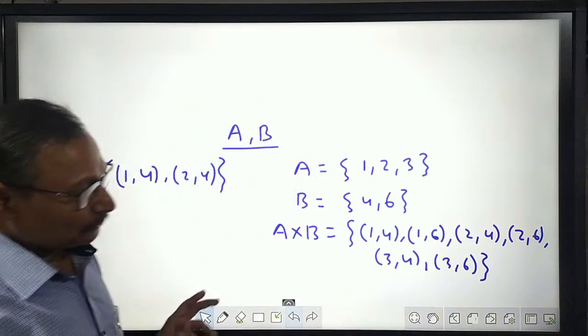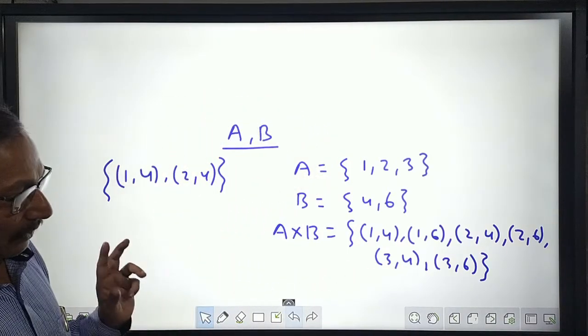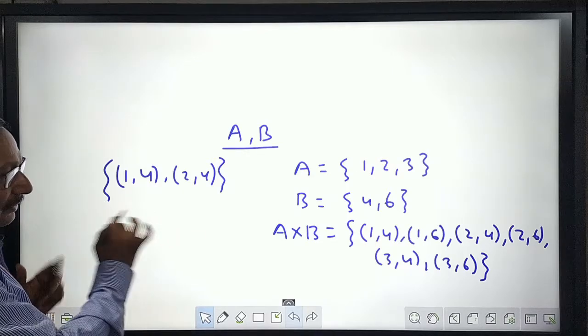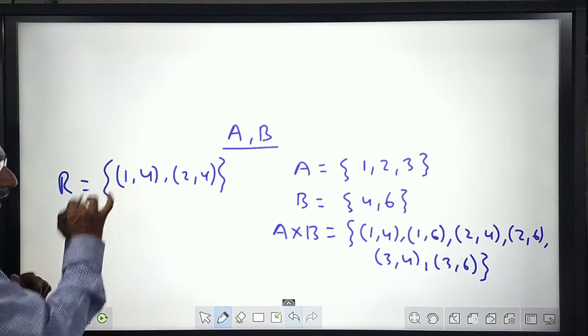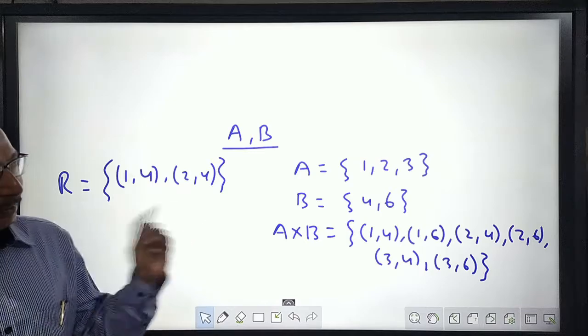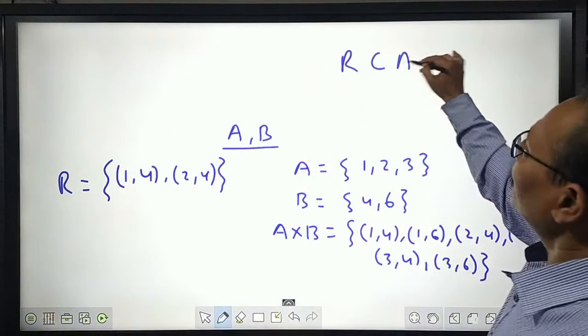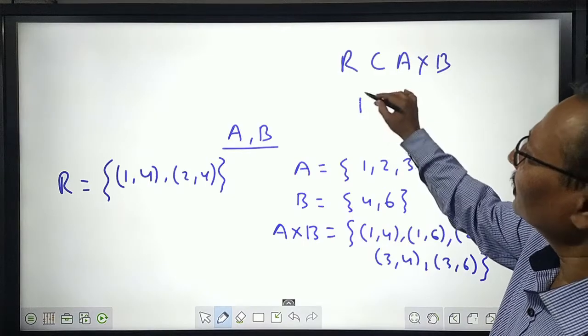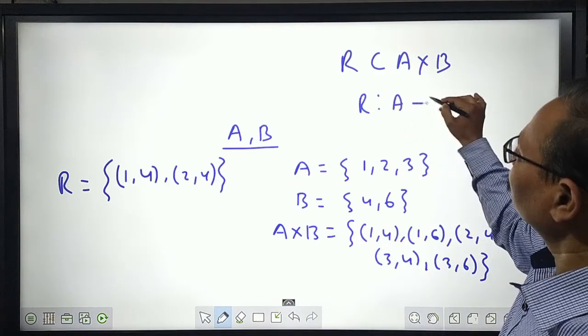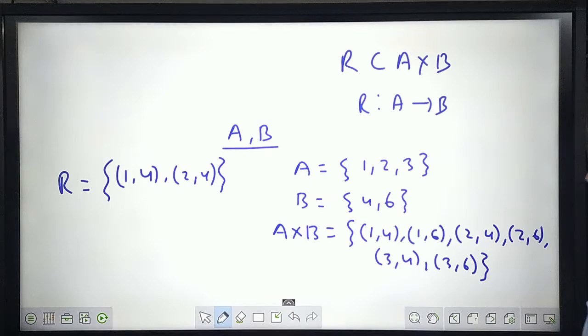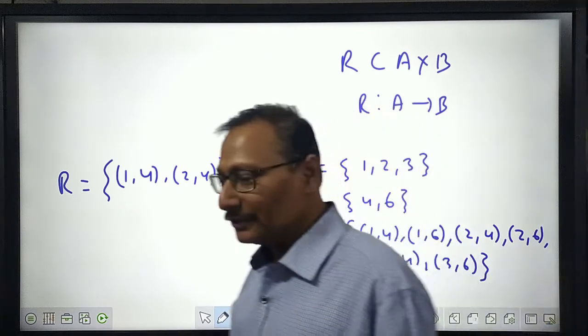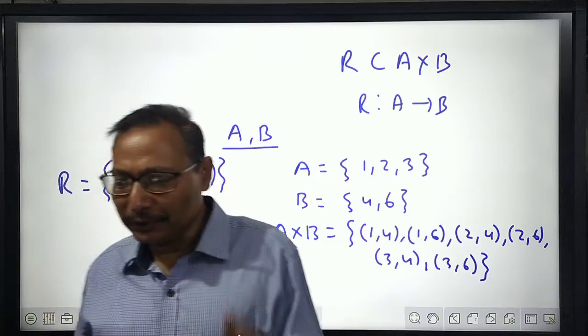this set, I am naming as R. This set R is a subset of A cross B. Therefore, this R is called a relation from A to B. Is that clear? So this is a relation from A to B. So a relation from A to B is nothing but a subset of A cross B.